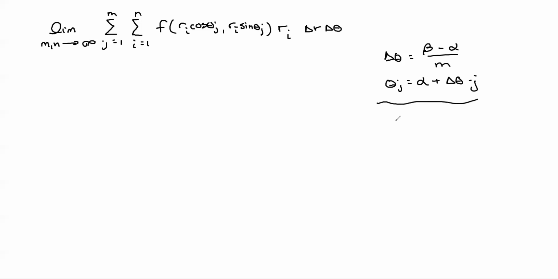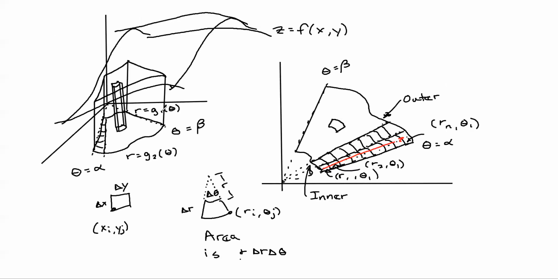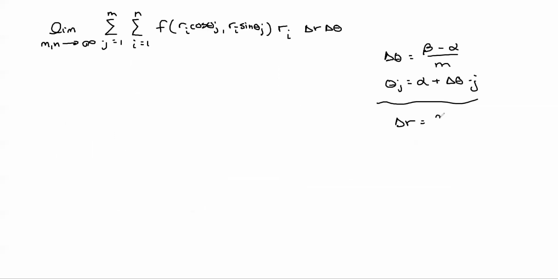Meanwhile, when it comes to r, we're going to have change in r. Change in r, I lied one more time. r is going to go from the inner piece to the outer piece. The inner piece is defined by g1 of theta, and the outer piece is defined by g2 of theta. So we're going to have g2 of theta minus g1 of theta, divided by n.